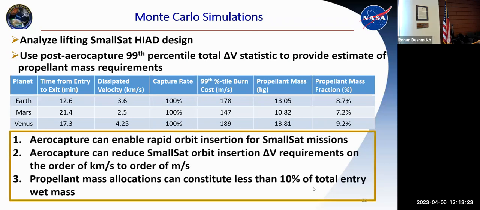So what that generally demonstrates is that for small satellite missions, aerocapture could, one, enable a rapid orbit insertion for a small satellite mission. It can reduce the orbit insertion delta V requirements from the order of kilometers per second to the order of meters per second, which is a huge improvement in trying to enable these missions for interplanetary missions. And like I said, it accounts for less than 10% of the total wet mass.